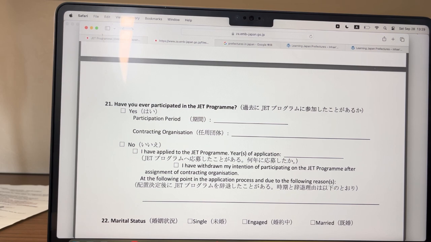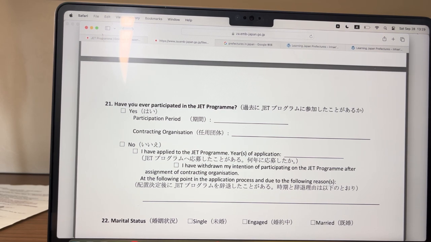Contracting organization: if you've ever been on JET, then you understand what contracting organization means. But if you've never taken part in the JET program, you wouldn't know, and it means this question doesn't really concern you, because you will tick no. I have applied to the JET program. Years of application, and so on.